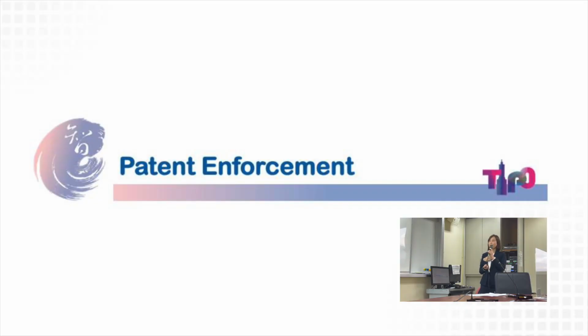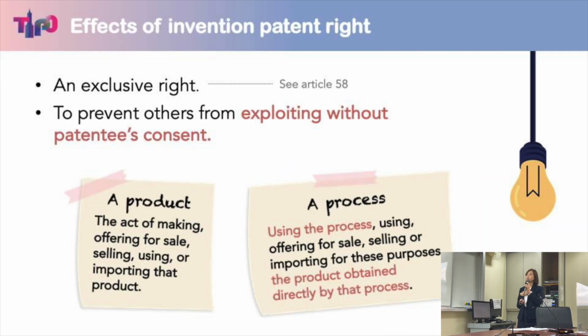So in this section, I'm going to introduce to you how patent right is implemented in Taiwan. Patent right is an exclusive right to prevent others from exploiting without the patentee's consent. An invention can be either a product or a process. If it is a process, the patentee has the rights to the patented process itself, and the finished product made by such process.